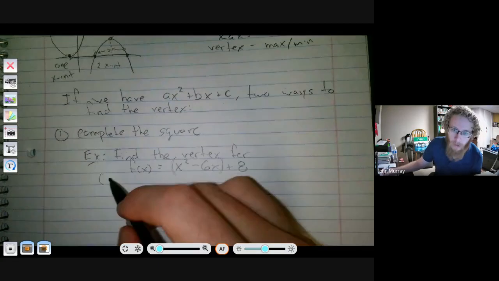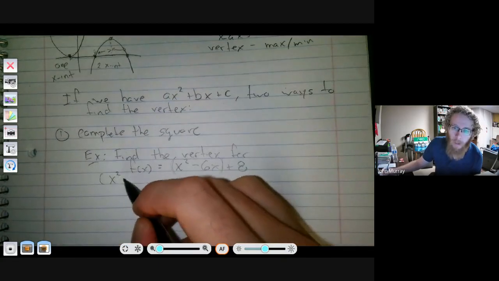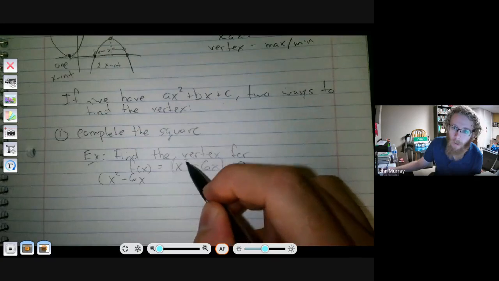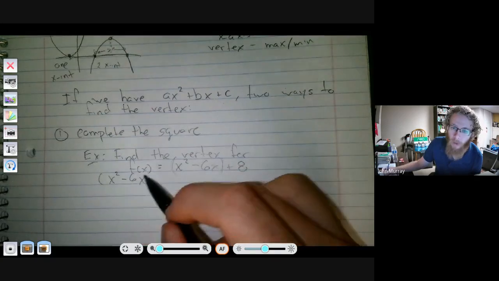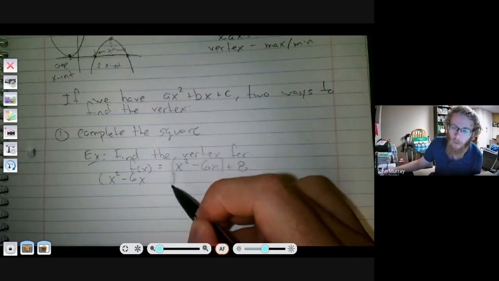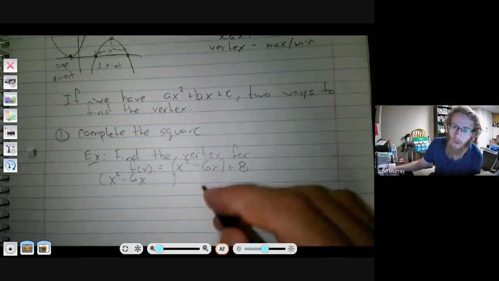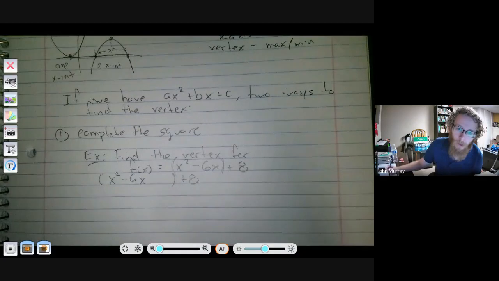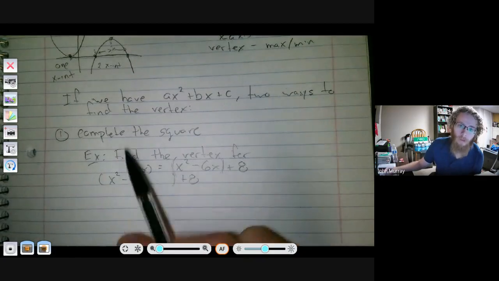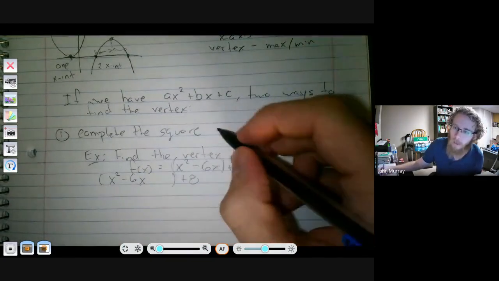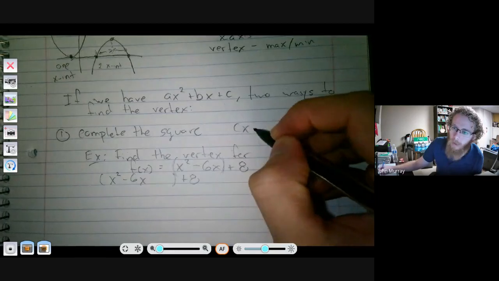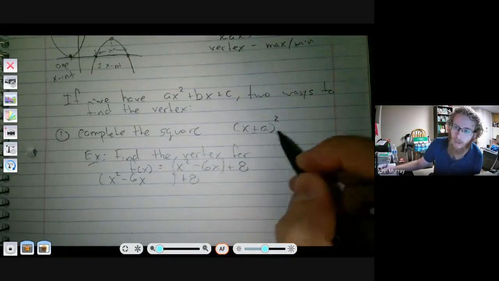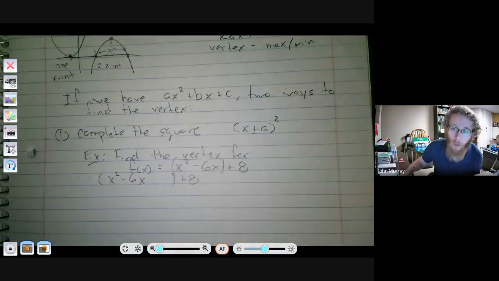So what I would suggest doing is rewriting it with a space. Okay, so you're going to rewrite the x squared and the x part. So x squared minus 6x, leave a space, close your parentheses, and then put the plus 8 afterwards. Right, so remember, for completing the square, right, we want something that looks like this, right? x plus or minus some number so we can square it.